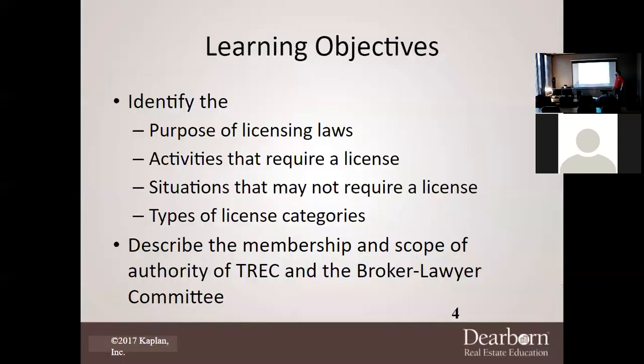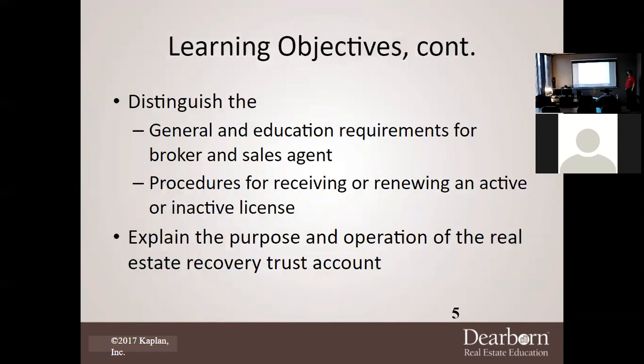All right? So the learning objectives is we are going to identify the purpose of licensing laws, the activities that are required for a license, the situations that may not require a license, the types of license categories. We'll describe the membership and scope of authority of TREC and the Broker Lawyer Committee. We'll distinguish the general and education requirements for broker and sales agent. We'll also discuss the procedures for receiving or renewing an active or inactive license.